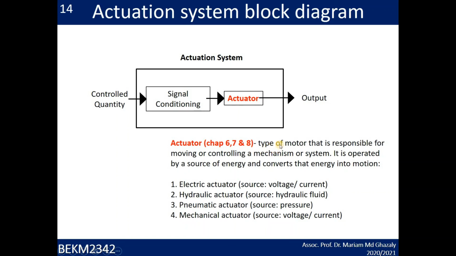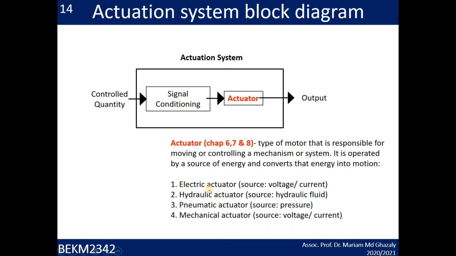An actuator is actually a type of motor that is responsible for moving or controlling a mechanical mechanism or system. It is operated by a source of energy and converts that energy into motion. So what source is going to be converted into motion? For all actuators, there are two types: it can be a linear actuator or a rotary actuator. The electrical actuator is something that you see in most of your vehicles. You have the motor, a rotary actuator, and the input source is voltage or current.